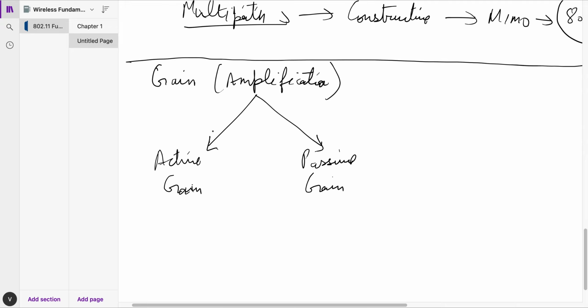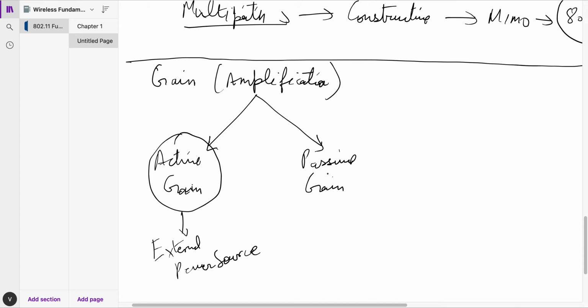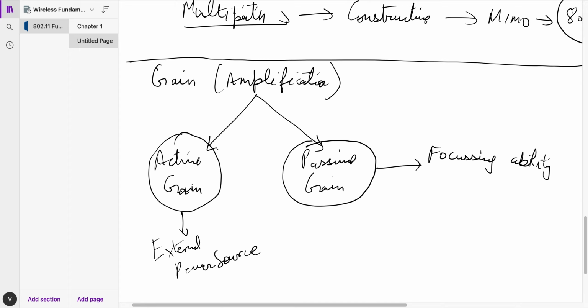Active gain happens when we supply an external power source to boost the signal. In passive gain, we are not supplying any external power source. We are just using the focusing ability of the antenna to increase the gain.